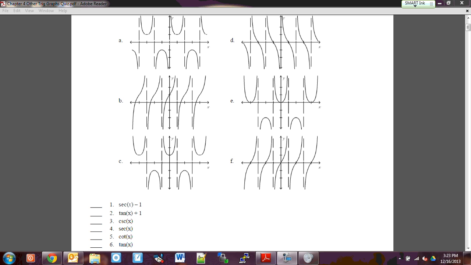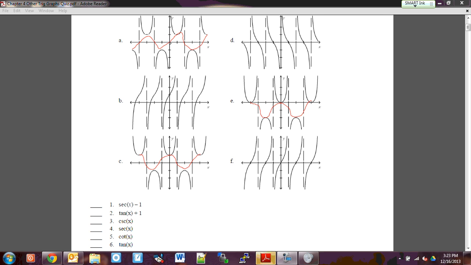So what I would do is I would draw in underneath the graphs a sine or cosine curve depending on which graph it is. Alright, so just like this. And then let's put one here. Now what I would do is I would identify the graph that I just drew in.